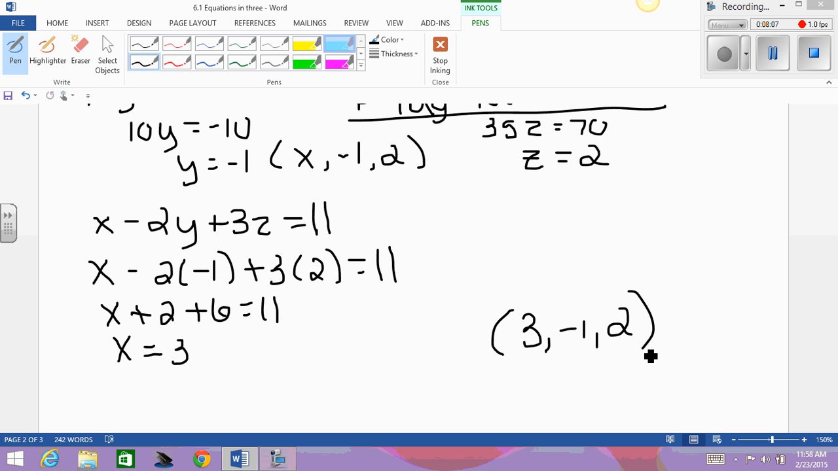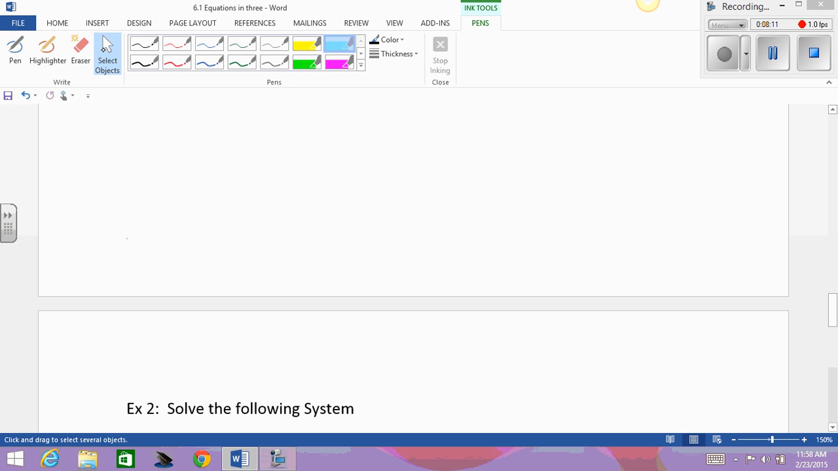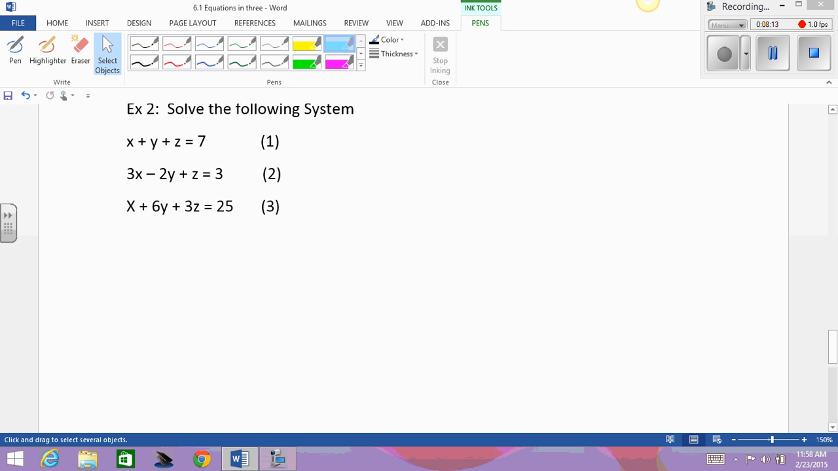Okay. So let's look at another example. This one's going to be a little bit more difficult. Same kind of process. You're going to use that first equation to eliminate the x in the second. You're going to use that first equation again to eliminate the x in the third. You're going to use your 2 new equations that were created through that process to try and eliminate the y. Okay, so same idea. That'll give us the z. You plug back in to find the y. You plug back in to find the x.